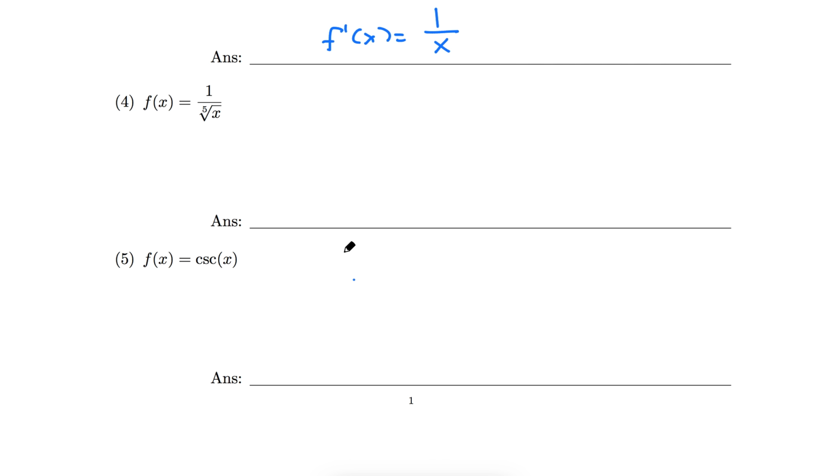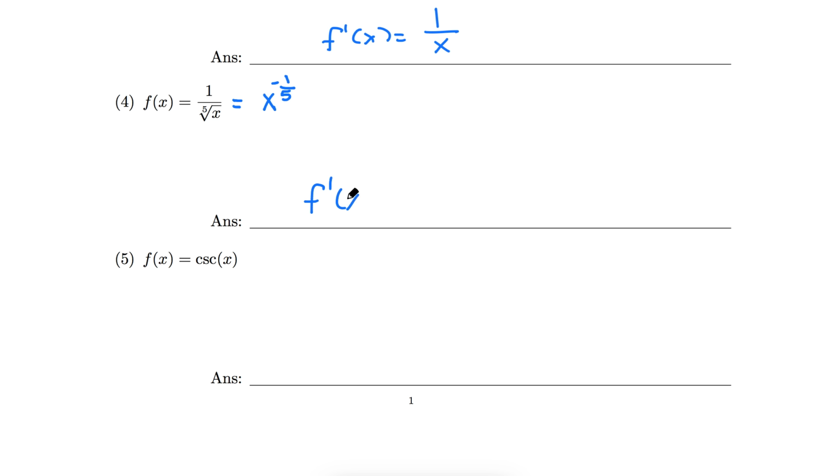For the next one, we're looking for the derivative of 1 over 5th root of x. It's a good idea to write this as a power of x. Since x is in the denominator, we know that this power is going to be negative, and 5th root of x is the same thing as x to the power 1 over 5. So this function is equal to x to the power negative 1 over 5. That negative is for x being in the denominator.